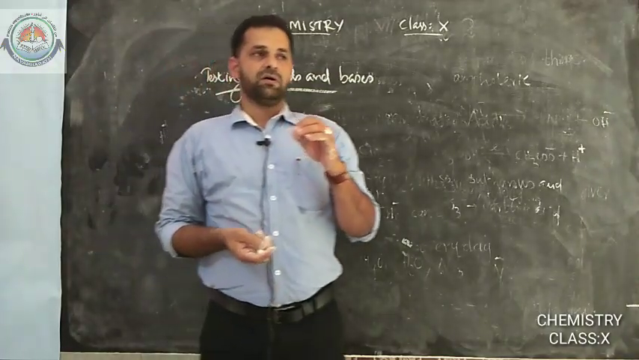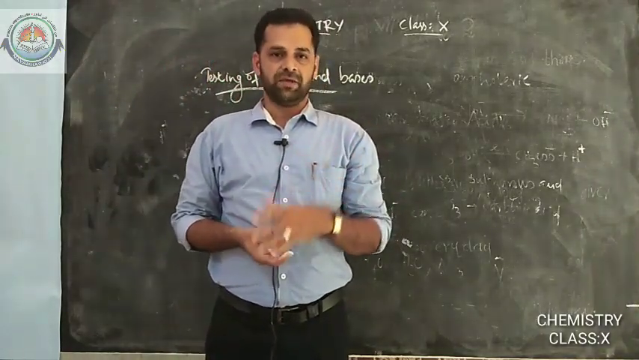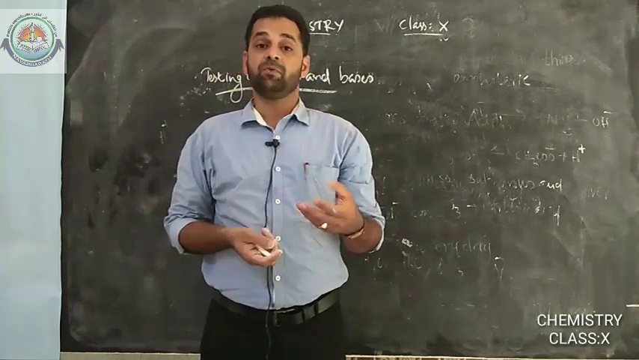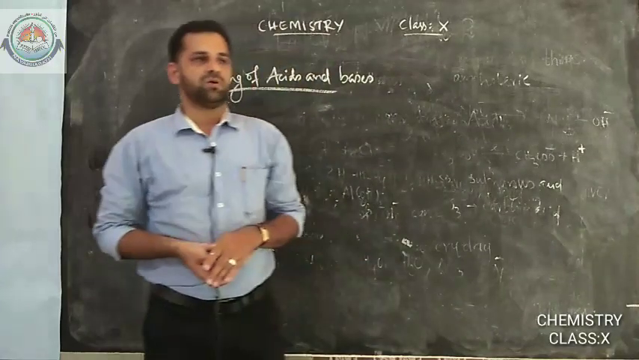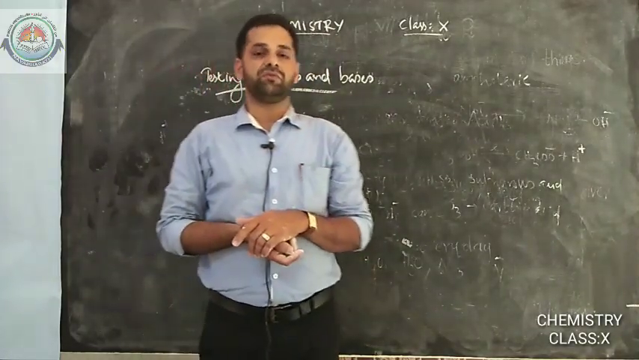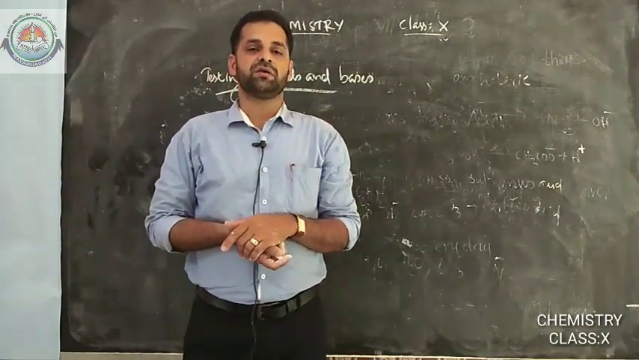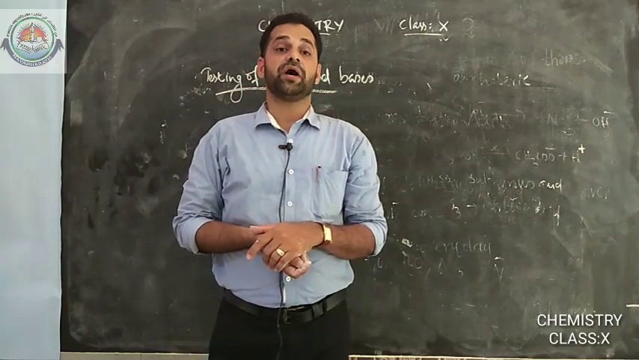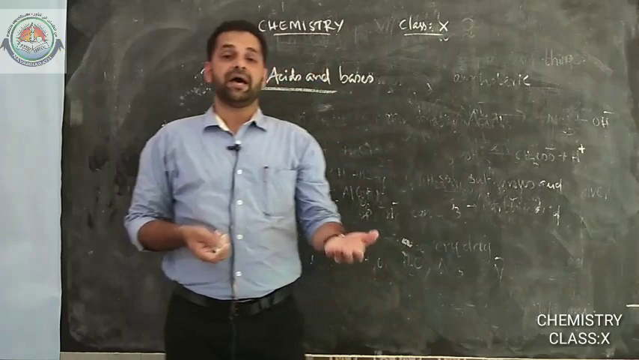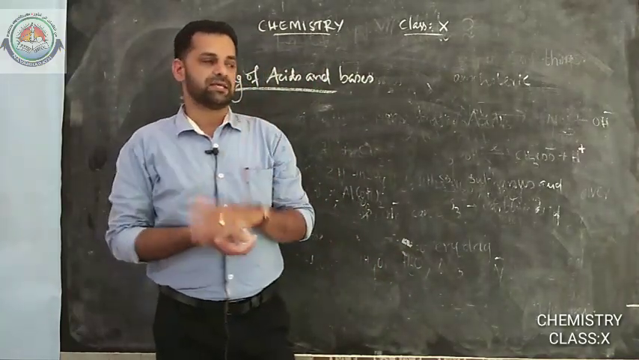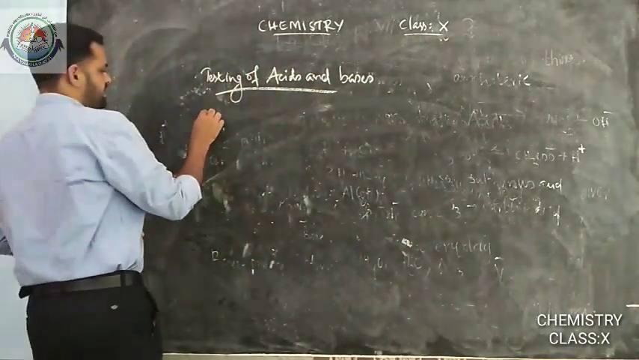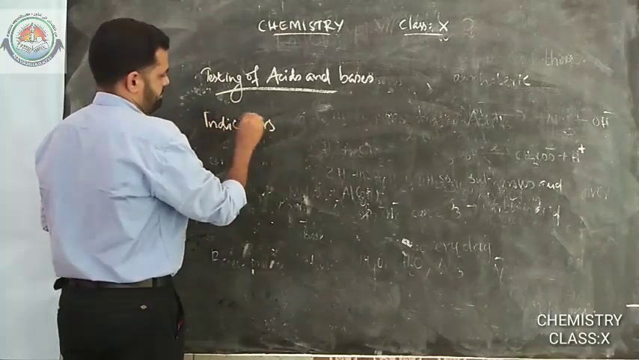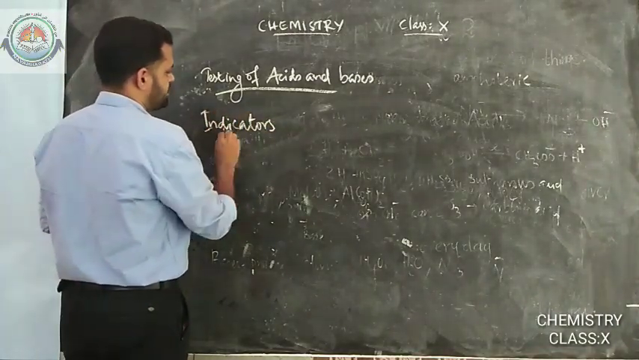if the substance is an unknown chemical, how can we test that? Because sometimes that chemical may be poisonous, isn't it? So in that case, what do we do? We use a substance which is used to identify whether the substance is acid or base. That substance is called an indicator.